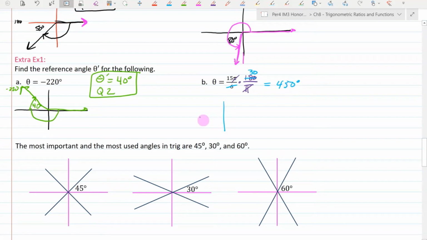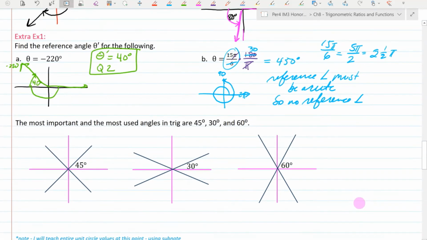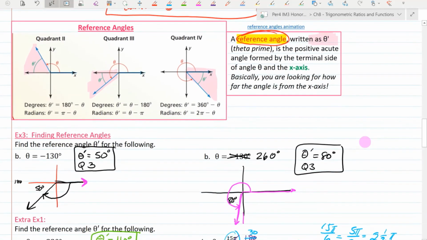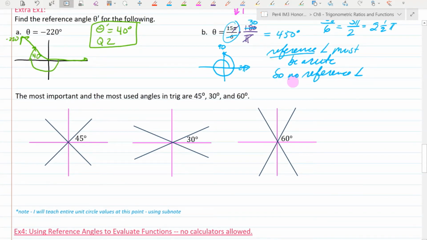So 450 degrees is, okay, that's 360 plus 90 more. So that gives you 2 1/2 pi. So 2 pi is here, and then half a pi is there. All right. So no reference angle, but we are on the y-axis here.